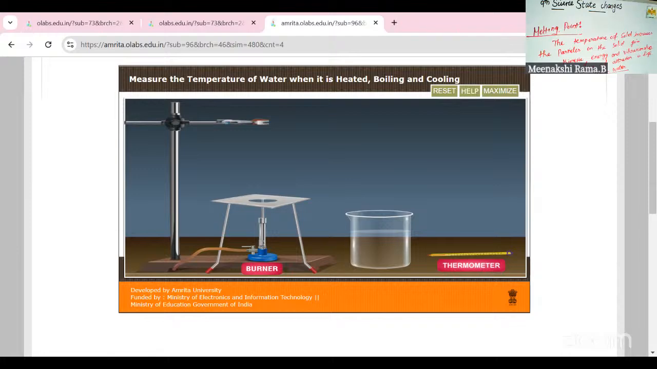In this concept, one more concept is included, called the latent heat of fusion of ice. What is this? This concept is included in the melting point. The ice cubes are melted. I take a beaker and put some ice cubes into it. Just I want to heat this.